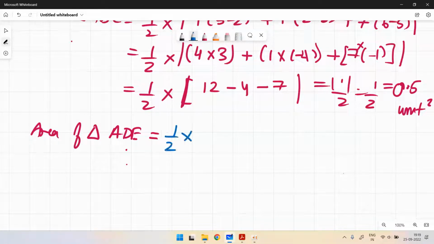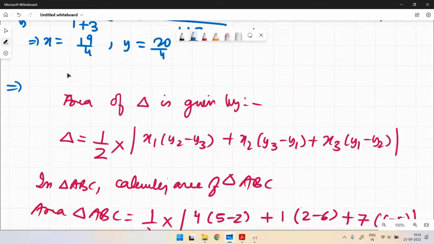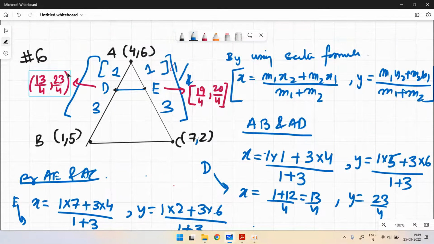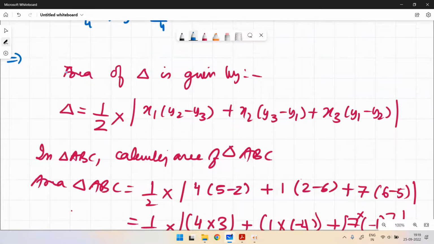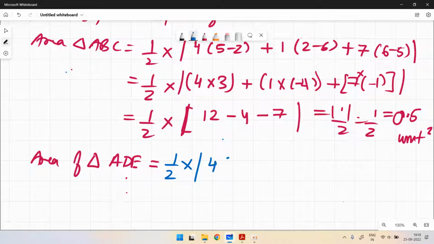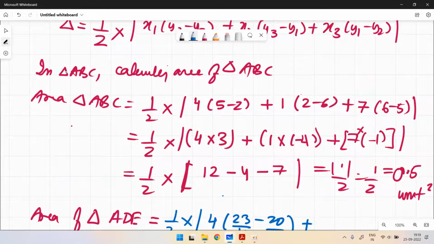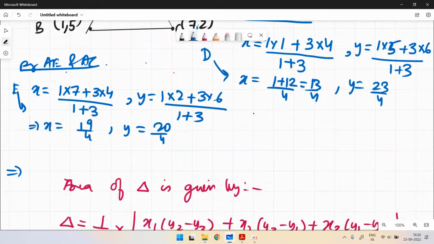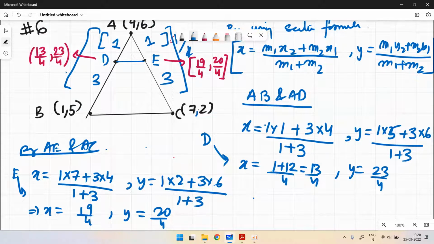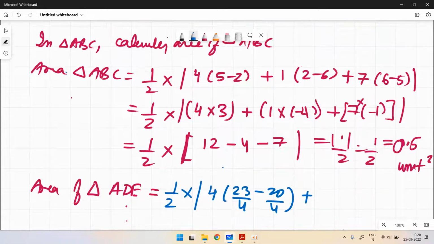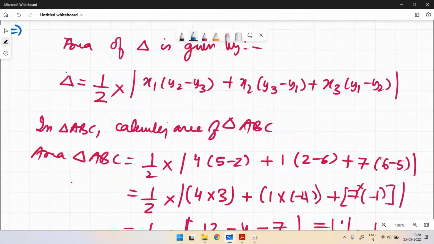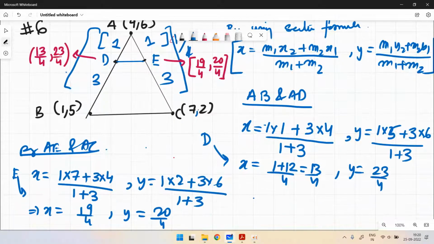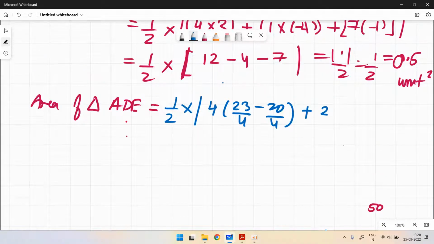Suppose I'm writing this half into modulus. This is A. A is nothing but 423 minus 20, 4 minus 20, this is 4 plus, and this is 13 by 4, 26, 13 by 4, 26, 13 by 4.